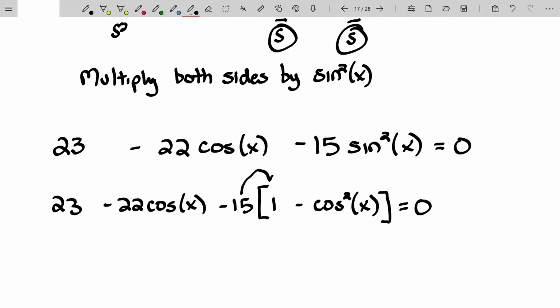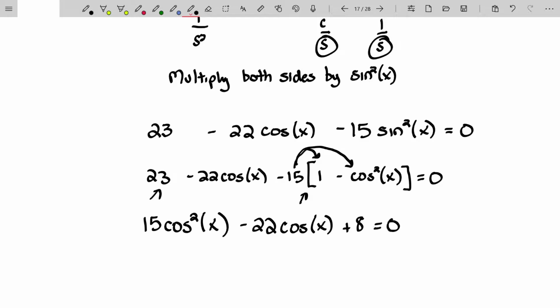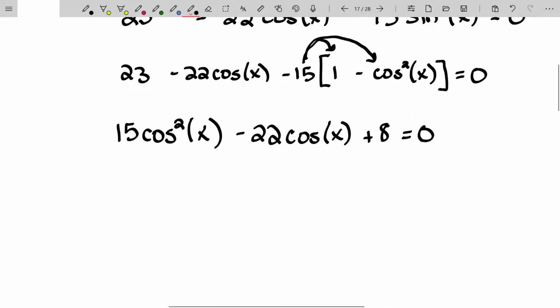Distributing this negative 15 through, and I hope you don't mind, I'm going to write it in a different order. You will get a 15 cosine squared of x, minus 22 cosine of x. And then you have a 23 here minus 15. 23 minus 15 is positive 8, and that's equal to 0. Not too bad. I mean, it still looks pretty terrible, but at least up to this point, not too bad. And I'm going to use the guess and check method really quickly to see how this factors.